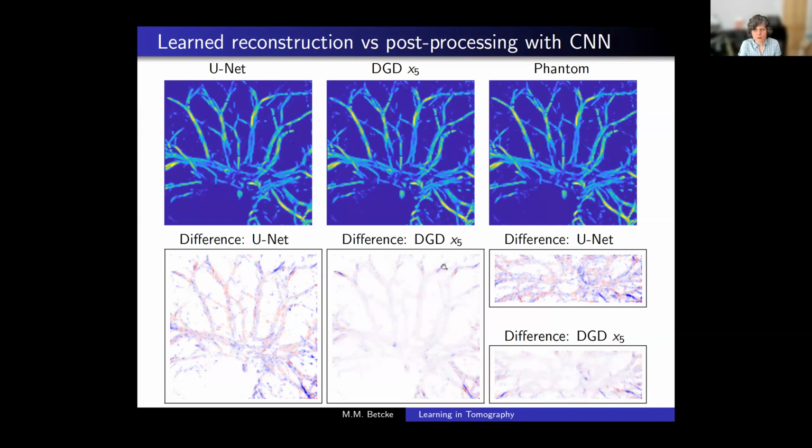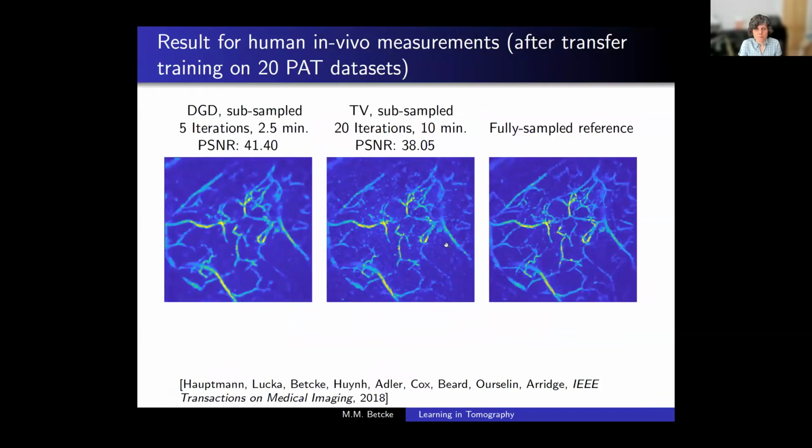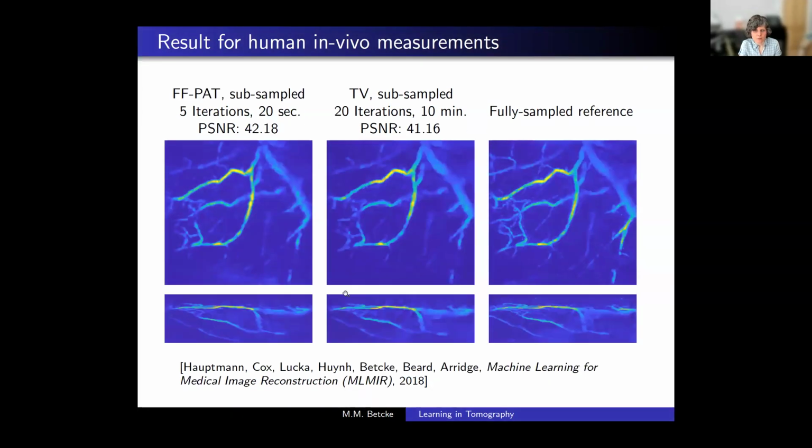So okay, now if we apply that to a photoacoustic dataset, we have trained on those synthetic images, and we did some transfer training on 20 photoacoustic datasets from the lab that were looking like this image here. That's all volumetric data with the maximum intensity projections.